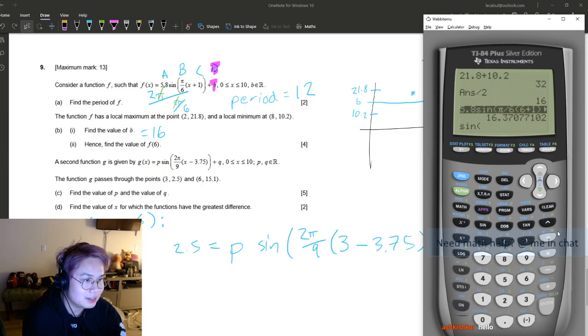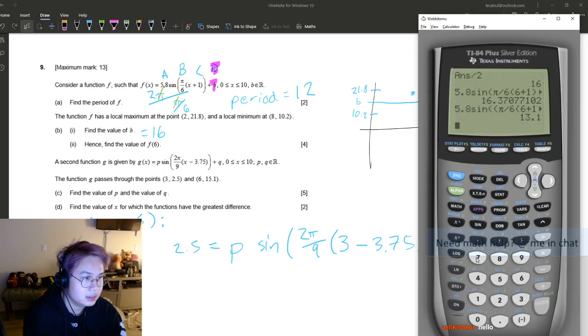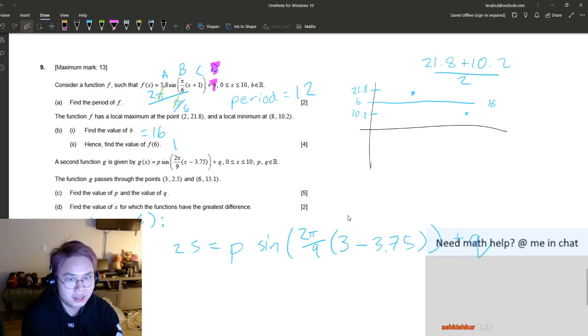Can I go back and edit this one? Yes. Because I just copied it and then the calculator pasted it for me, and then I think if I just press enter, well, okay. I need to delete everything first. You know what? Forget it. We're starting from the beginning. 5.8 sine pi divided by 6 times 6 plus 1. Bracket. Might need another bracket. And plus b, which was 16. 13.1. Save myself a little bit of error here. 13.1.